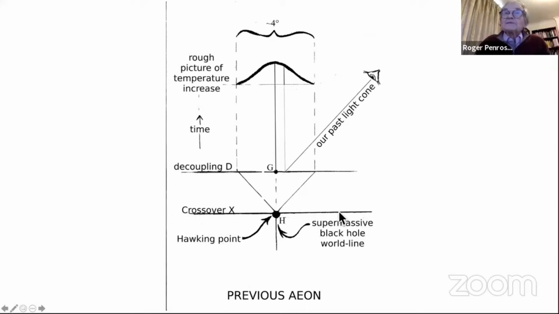Horizontal line at the bottom is the crossover surface. So this is the previous eon. This is our eon. This is the decoupling or last scattering surface here. It doesn't make much difference. Here is a Hawking point. Here we have a galactic cluster, which has become a supermassive black hole, sits around for, well, however long it is, 10 to the 103 years or something. And finally, it disappears. But you see all the radiation, it takes so long to evaporate away that all the radiation is concentrated in a tiny point.